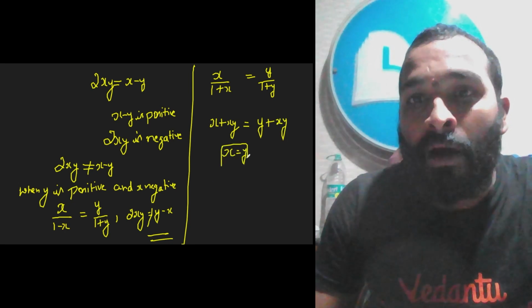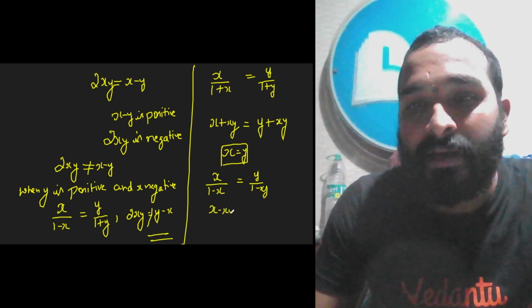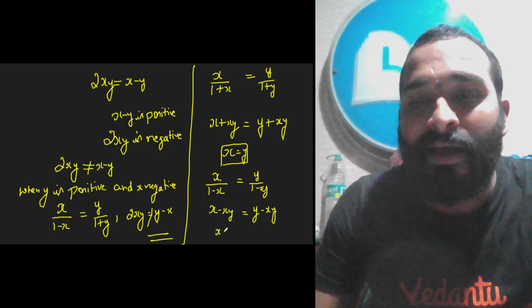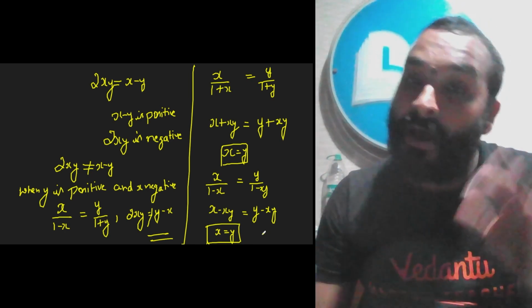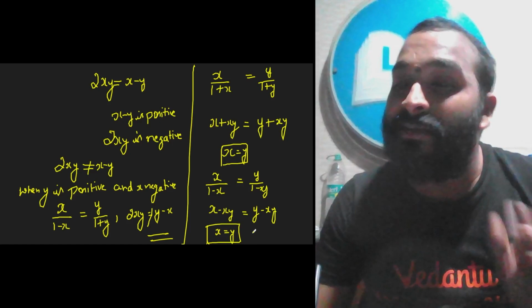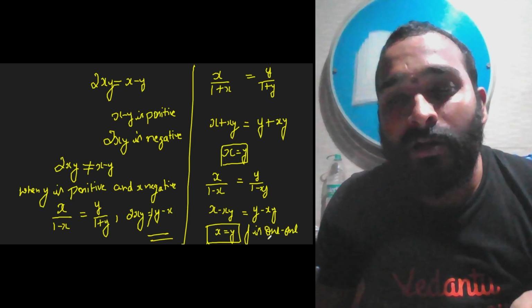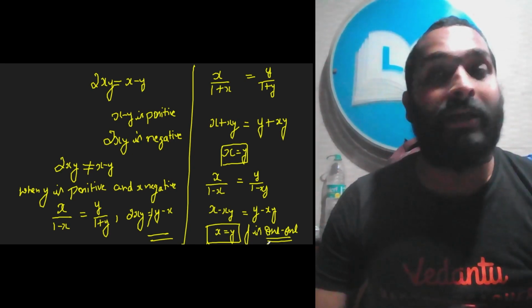The other way around, when both are negative, children, what happens? x divided by 1 minus x is equal to y divided by 1 minus y. In this case also, you will get x minus xy is equal to y minus xy. In this case also, what are you going to get, children? You will get x equal to y. Yes or no? So in both these conditions, we are getting f of x is equal to f of y only when x is equal to y. That means they both are the same values. In that case, I can write f is a 1, 1 function. Yes or no, children? f is a 1, 1 function. And what is the case you're considering? Both x and y have to be positive, both x and y have to be negative, only under these two conditions.